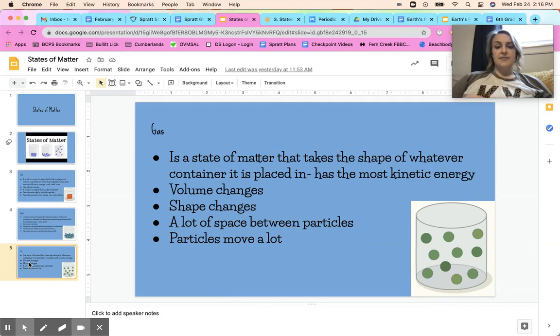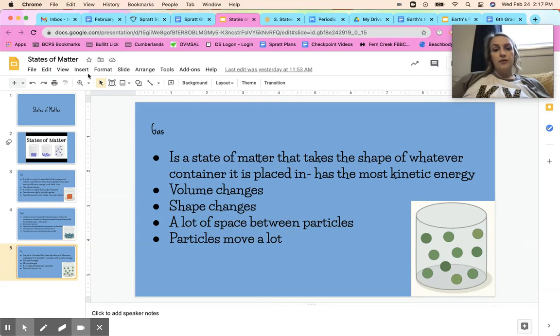A gas is a state of matter that takes the shape of whatever container it is placed into, and it has the most kinetic energy. So those particles are moving around very quickly inside of a gas. The volume does change. The shape does change. So what I mean by the shape does change is if you were to place it into a regular round balloon, it's going to be in the shape of a round balloon. If you were to place a gas into a star-shaped balloon, it's going to take the shape of that star-shaped balloon. If you were to blow up a hot air balloon, it's going to be in the shape of that hot air balloon. There is a lot of space between the particles, and those particles move around a lot.